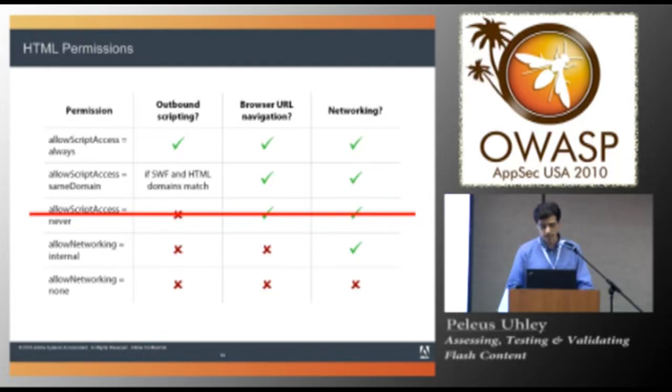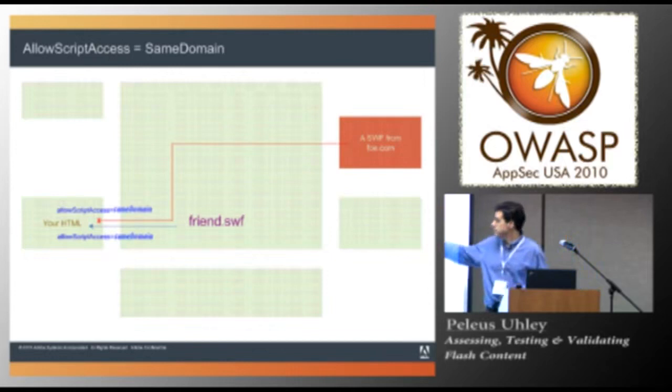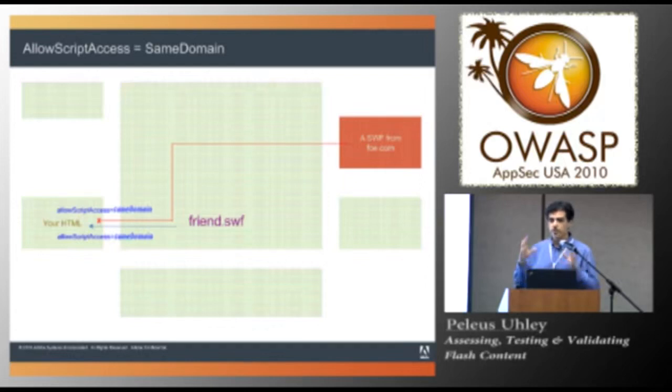Just to give you a visual representation of this and how this affects even more complex setups, let's say you have a Swift called friend.swift that you're hosting on your website, www.example.org. And that Swift, as a child, loads another Swift from fo.com. It loads it from an untrusted source. So you have a parent Swift, and that parent Swift has loaded another Swift as a child.